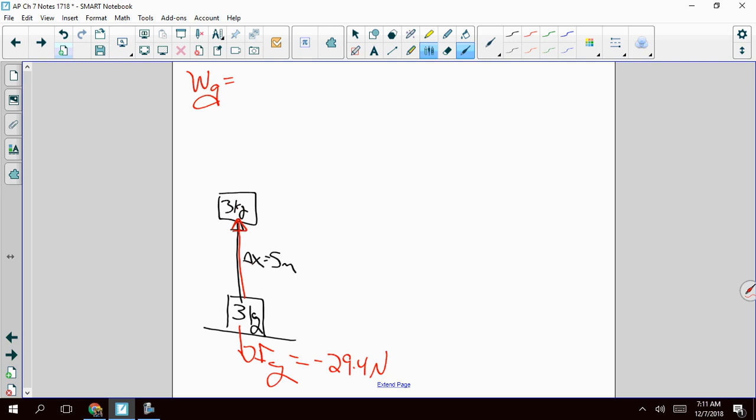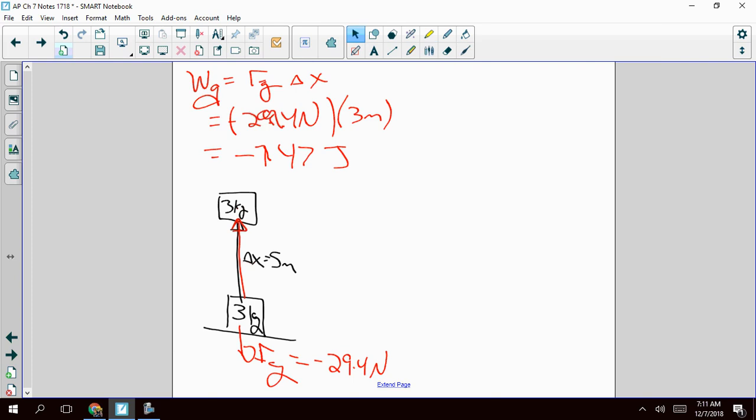They're working against each other, so I need to make sure that my work is negative. I'm just going to multiply force of gravity times displacement. So we're going to get negative 29.4 newtons times 5 meters. And this gives you negative 147 joules. Let's pause and calibrate the smartboard.